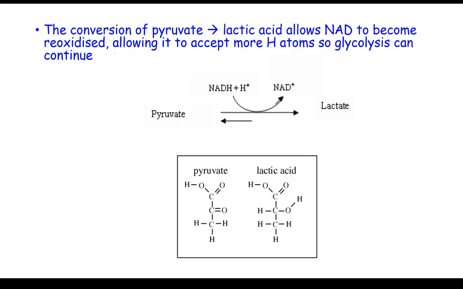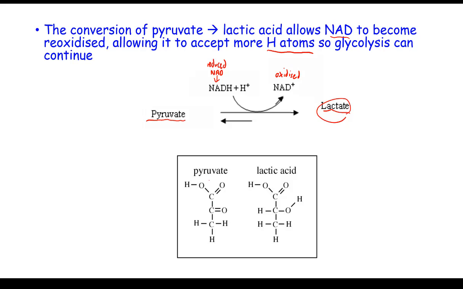Now, just to give you a little bit more detail about this conversion from pyruvate to lactic acid, you can see here that the conversion of pyruvate to lactic acid allows more NAD to become reoxidized, which means it can go and accept more hydrogen atoms so glycolysis can continue. So for the chemists among you, if you've got pyruvate and lactate, I know this is not the way we've seen it, but this is the reduced NAD. It gives up its hydrogen and forms this oxidized NAD, which can then go back into glycolysis and pick up more hydrogen.